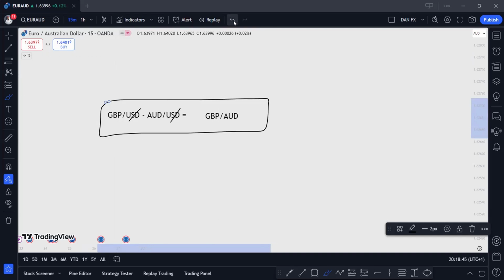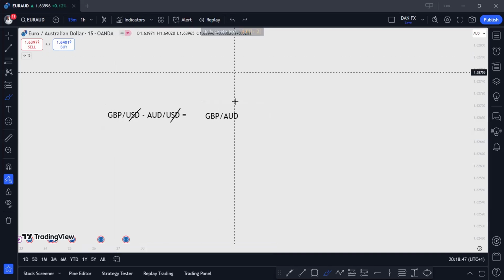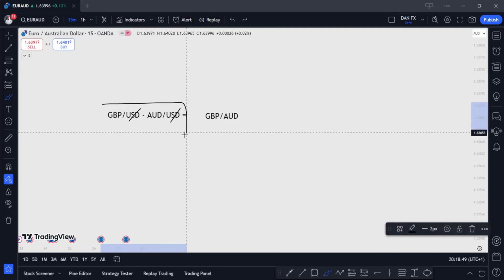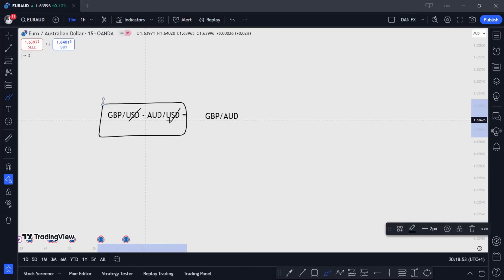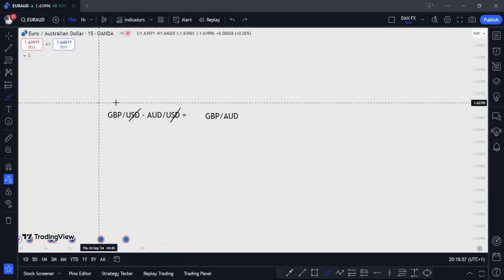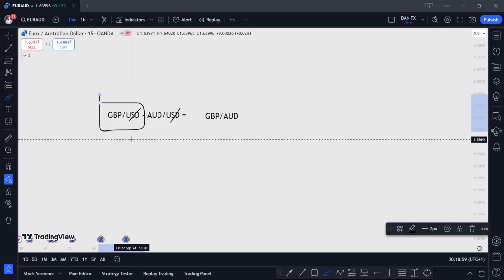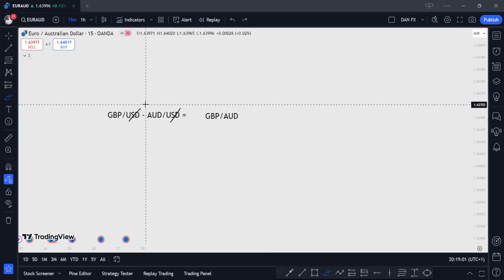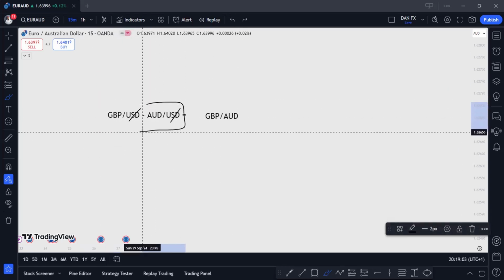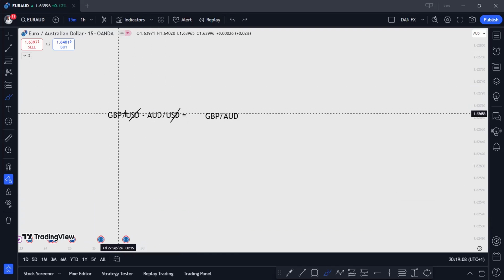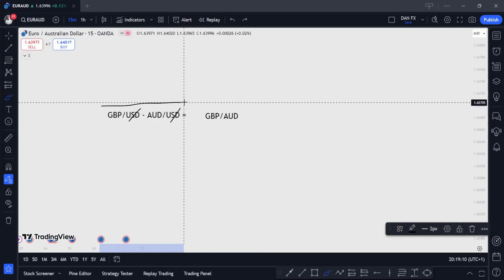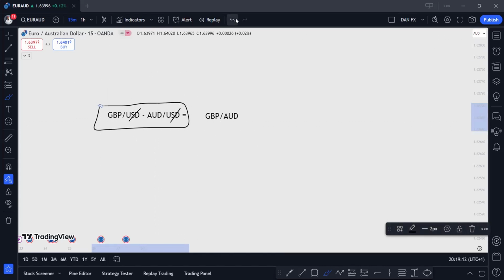Right. They have to hold one in consolidation while they move the other ones. Now, these two pairs here, AUD/USD and GBP/USD. GBP/USD moves during London session and New York session, right? AUD/USD moves during Asian session and US session. That's New York session.